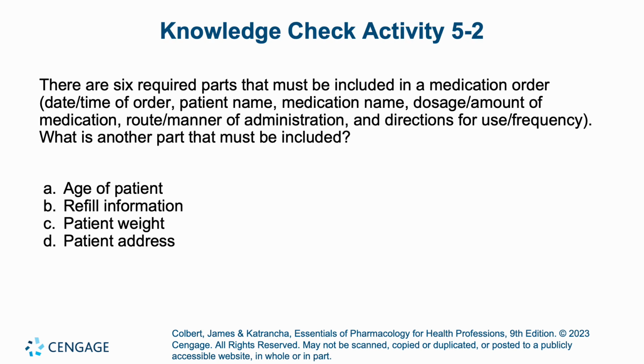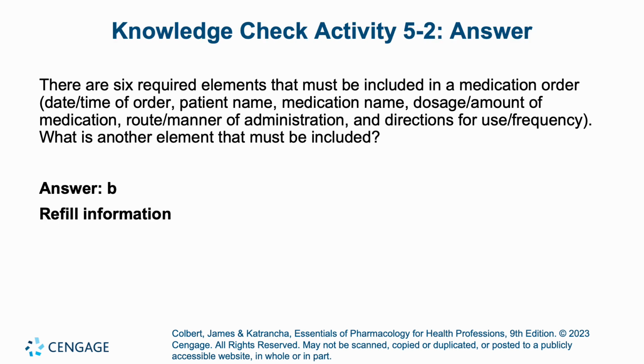Knowledge check. There are 6 required parts that must be included in a medication order: date/time of order, patient name, medication name, dosage/amount of medication, route/manner of administration, and directions for use/frequency. What is another part that must be included? A, age of patient, B, refill information, C, patient weight, D, patient address. And the answer is B, refill information.